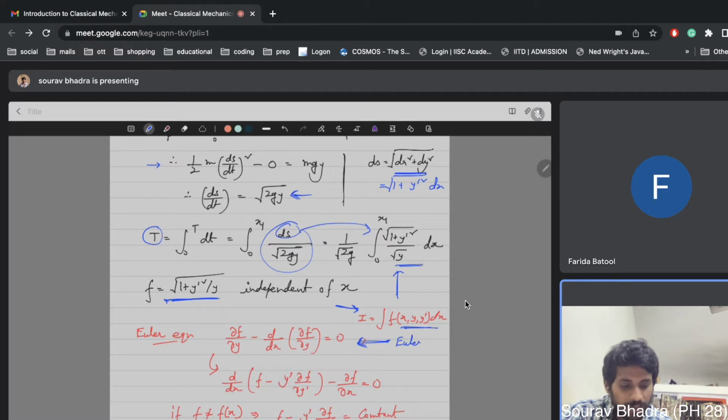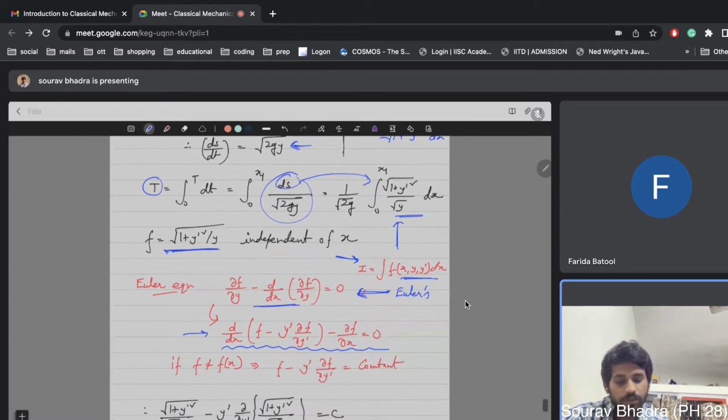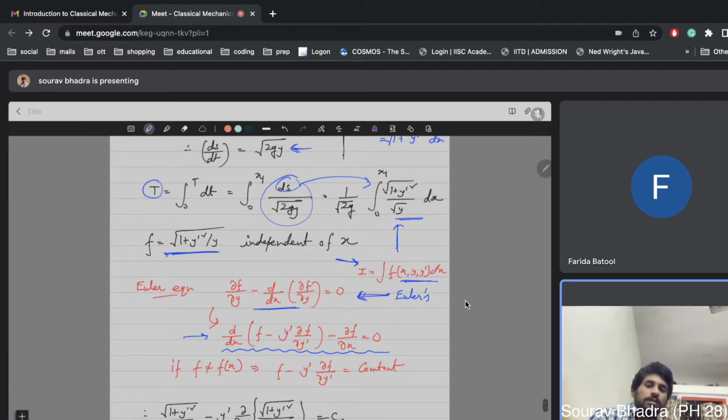This is the Euler's equation, but I will encourage you to do it. From this actual Euler's equation, by some algebraic manipulation you can reach this particular equation. This is also a form of Euler's equation. Just some algebraic manipulation you can do. I just use this method to give you some idea of the other forms of Euler equation.